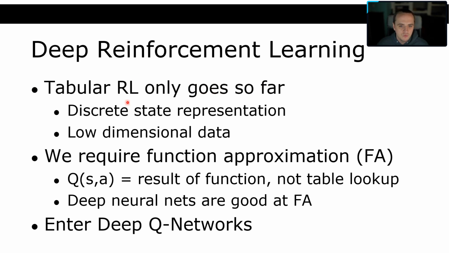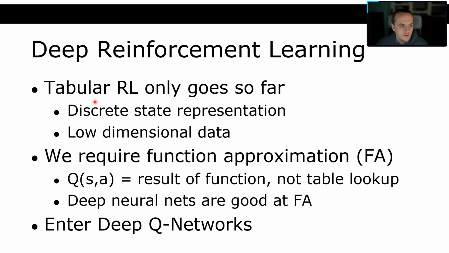Tabular reinforcement learning is like the Q learning we're doing on assignment 5. We have this Q table, an array that stores values for all of our states. But in our assignment, we just have 100 states or 200 states or something like that. So we can store an array that stores 200 values.